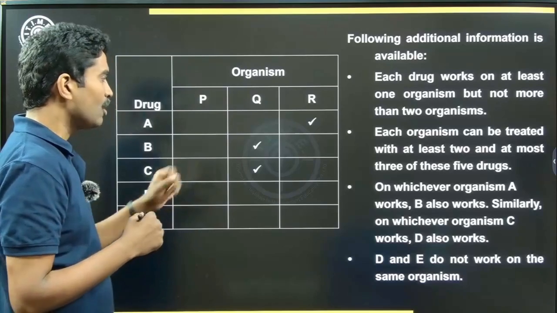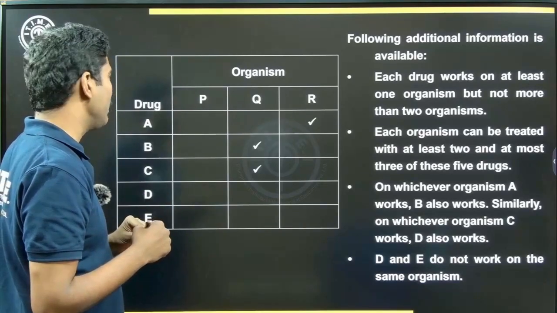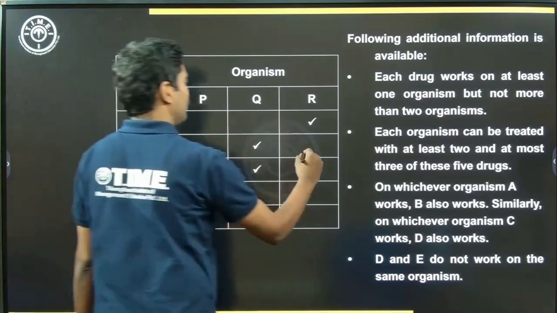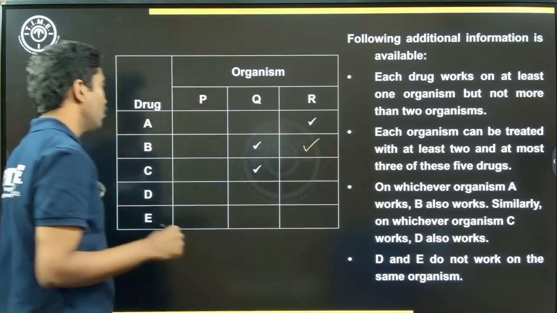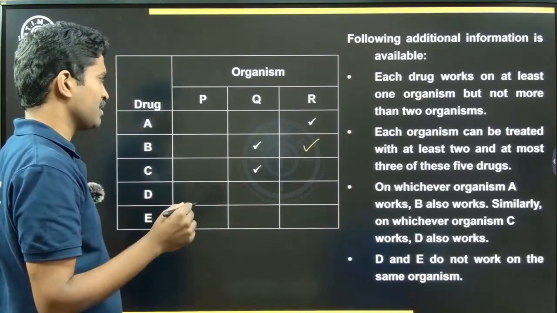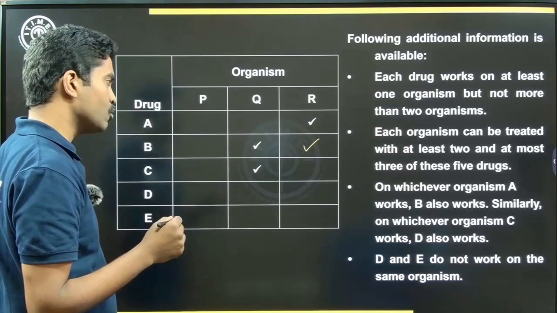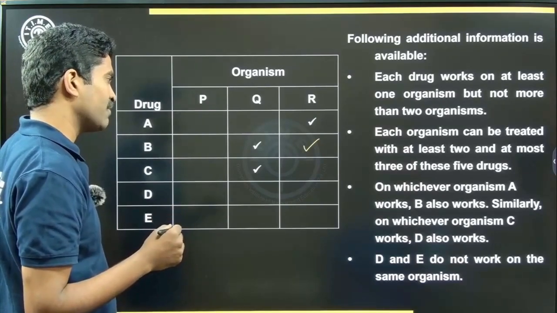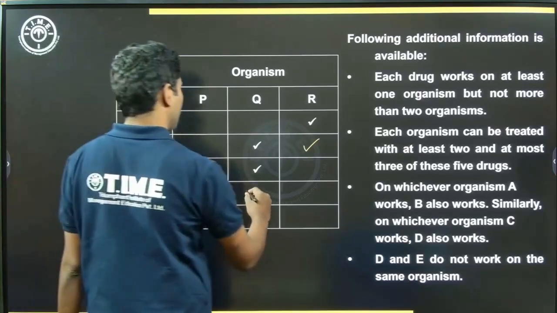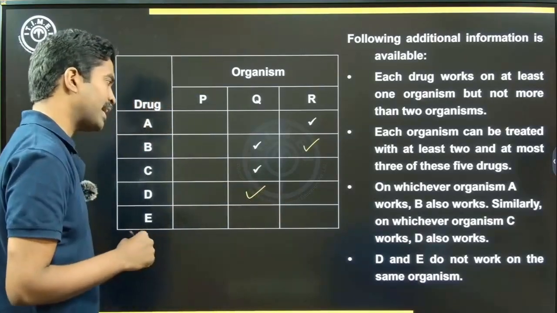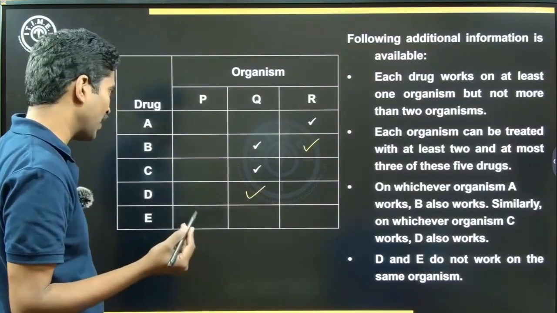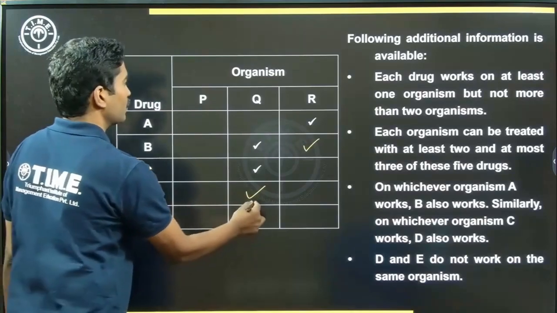All right. On whichever organism A works, B also works. Okay, let's see. A works on R, which means B also works on R, right? Similarly, on whichever organism C works, D also works. Okay, C works on Q, so D also works on Q. Okay, D and E do not work on the same organism. Okay, this is helpful actually. D and E will not work on the same organism.